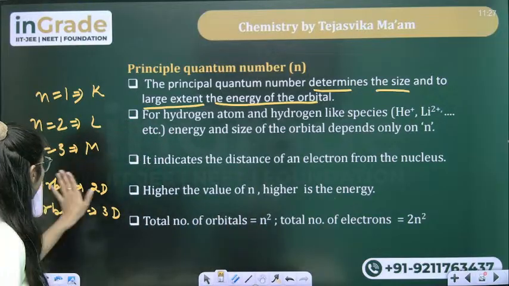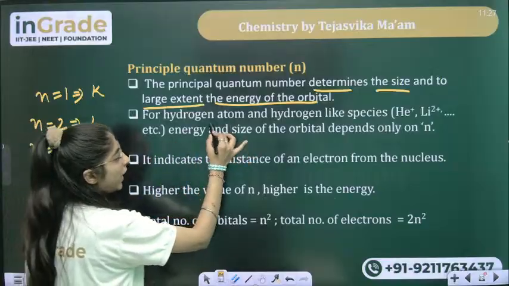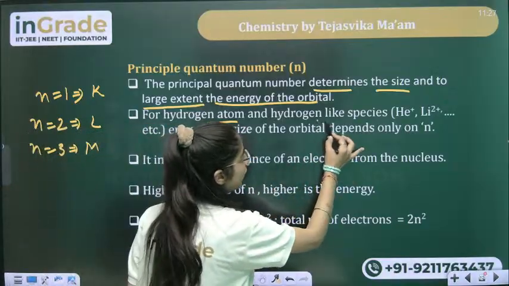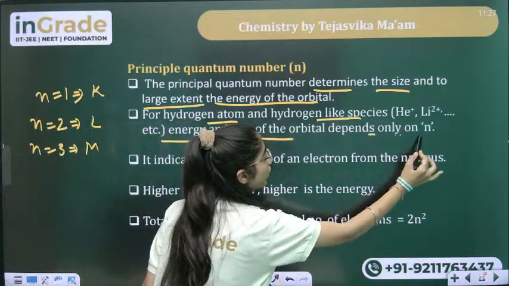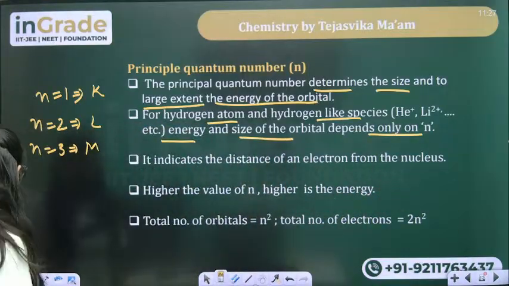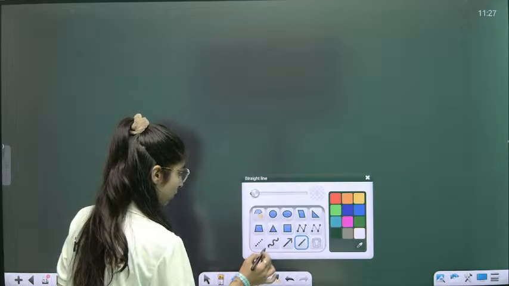Now let's move further and see, for your hydrogen atom, or hydrogen-like species, the energy and size of the orbital depend only upon n. One more thing you have to keep in your mind. Let's say I am drawing the size.